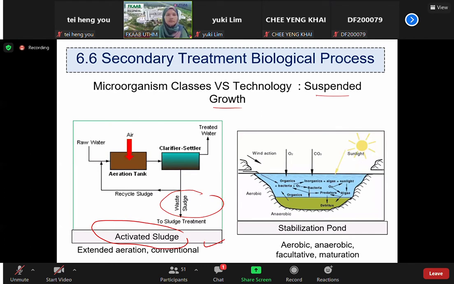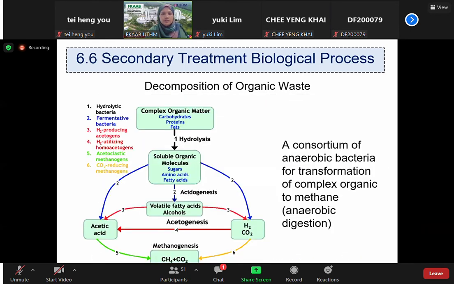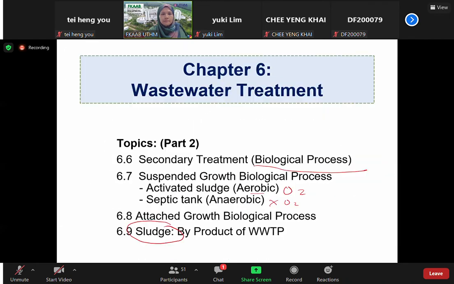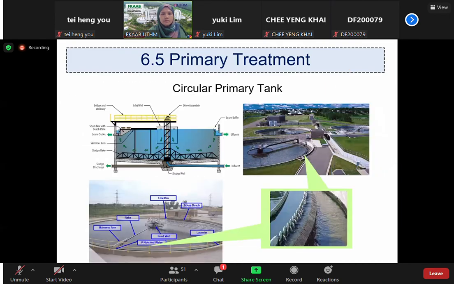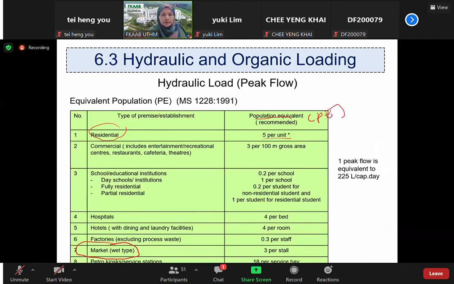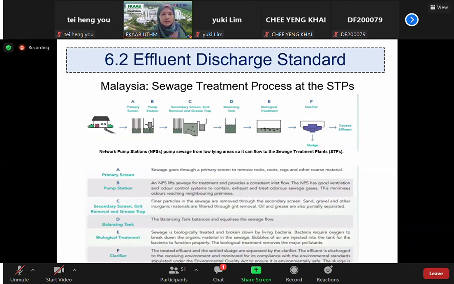Yang mana ada clarifier ni. Okay, yang ini ada kita punya sludge. Ada sludge ni. Kat bawah tangki dia ada sludge. Okay. Kat mana lagi saya tunjuk? Mana dia punya overall process? Yang mana ada sedimentation tank mesti ada sludge.